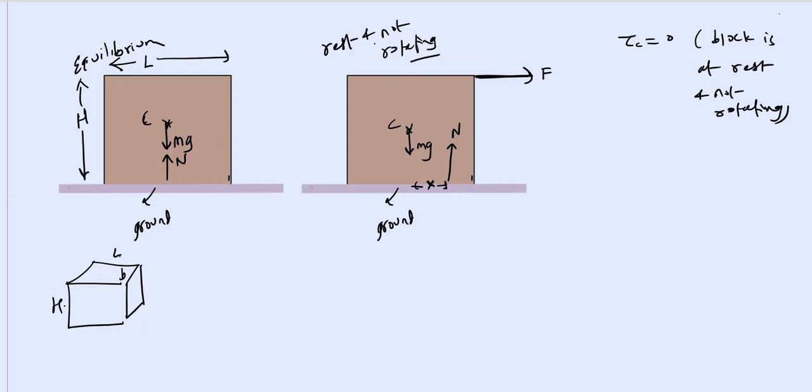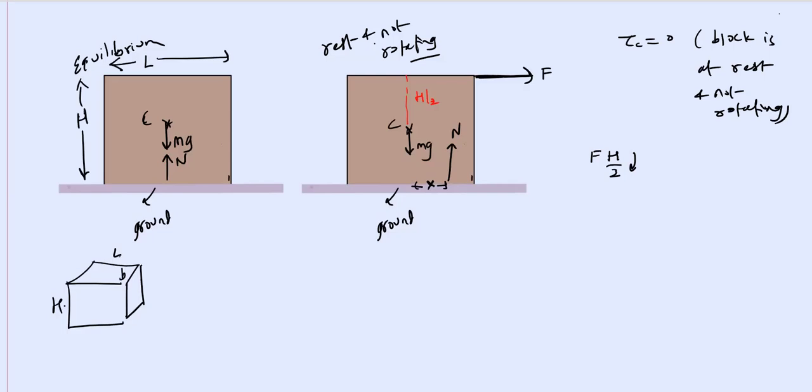And not rotating. For that purpose, what is the torque by the applied force? This will be the perpendicular distance. How much will we get this as h by 2? Let me indicate here, this distance will be h by 2. So now the torque due to the applied force will be F into h by 2. This will be clockwise.